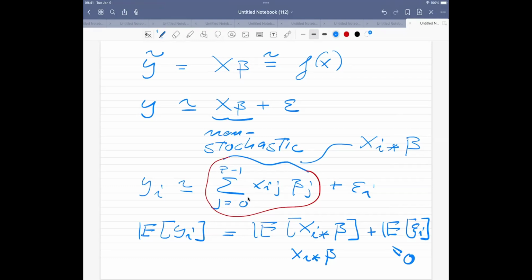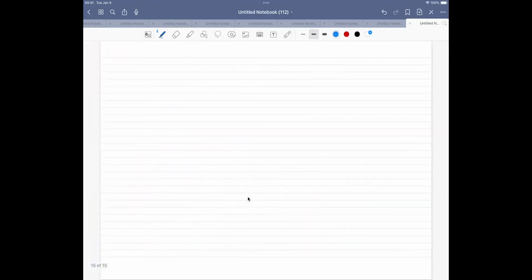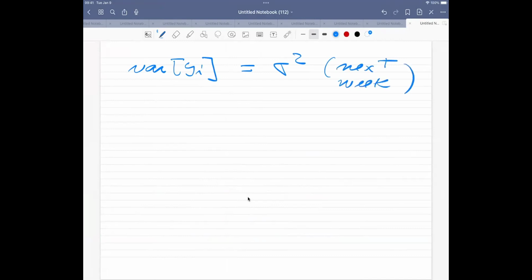The next thing, and I'm just going to set up the result, and this is where we will begin next week. We are going to find the variance of y_i, and I'm just going to state the result. So next week, and also in the exercises next week, next Monday, we will actually discuss these quantities.